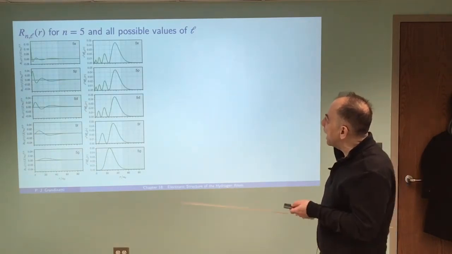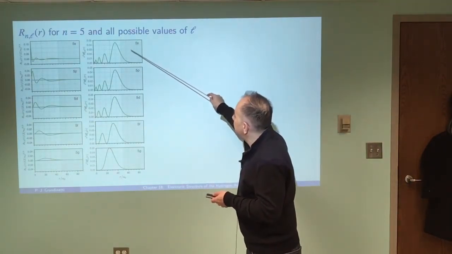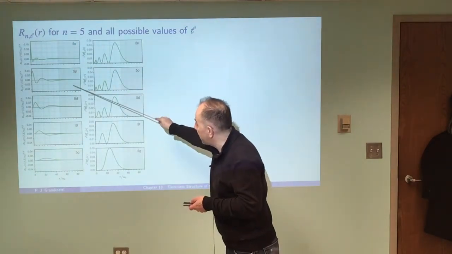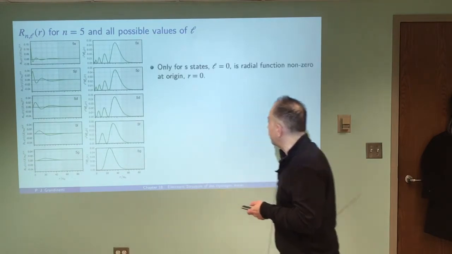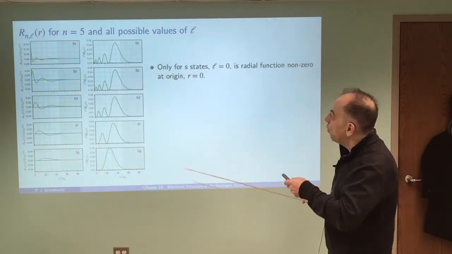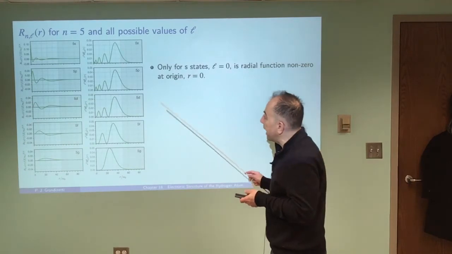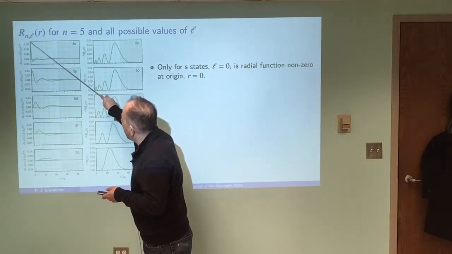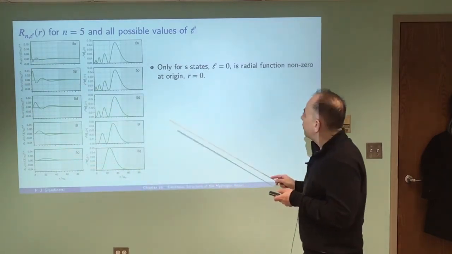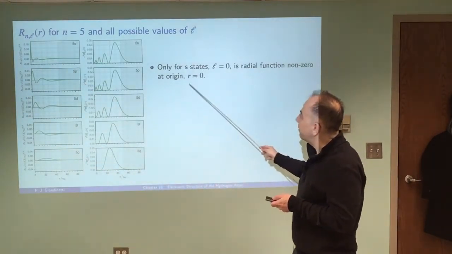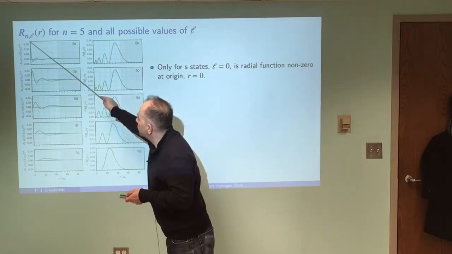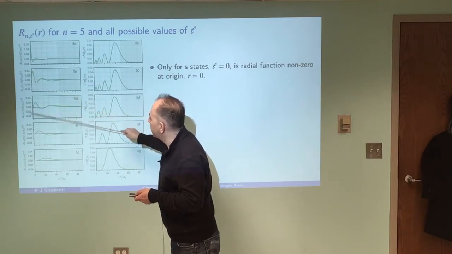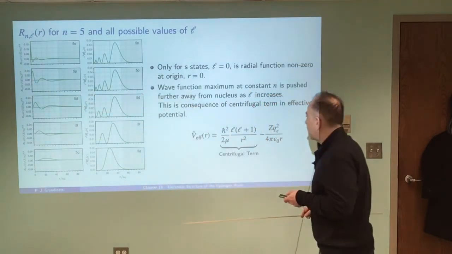The other thing to look at is, for a given fixed n, look at the change in the wave functions as you increase L. So this is 5s, 5p, 5d, 5f, and 5g. And you can see one thing that's interesting is that the S states are the only wave functions that have a high finite value at the origin. So they have a non-zero value at the origin here. But as soon as you add angular momentum, then that goes to 0 or a very small number.